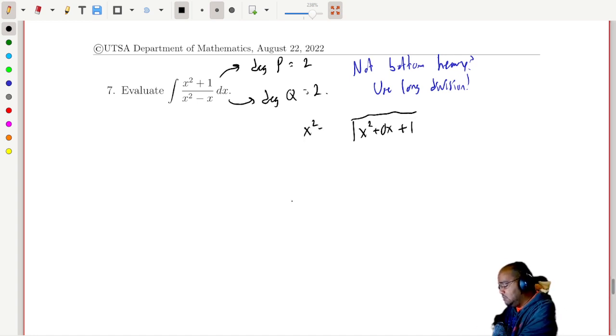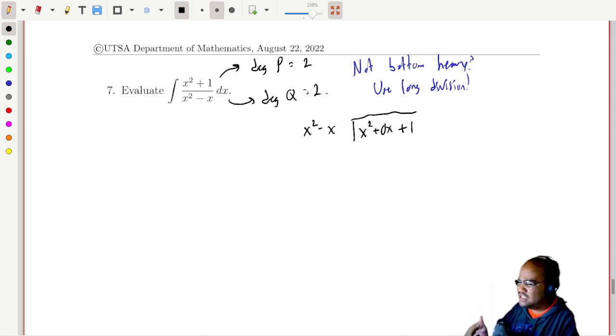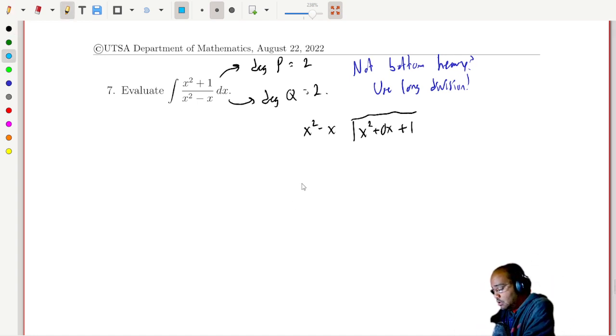So that's my divisor. Now, the way polynomial long division works is similar to the way that it works for integers, like you learned in 4th, 5th, or 6th grade. So what we'll do here is we're only going to consider the highest degree things. And we ask ourselves, well, what is x squared divided by x squared?